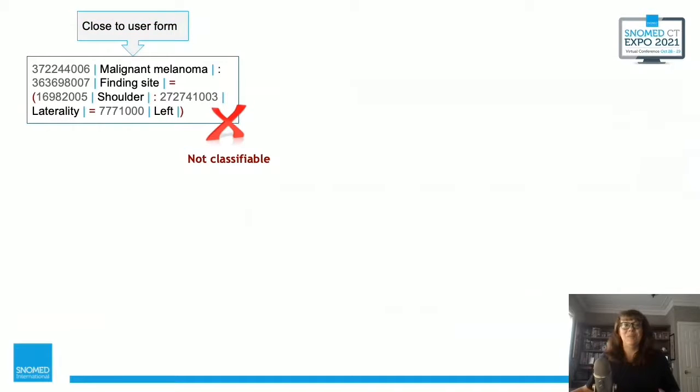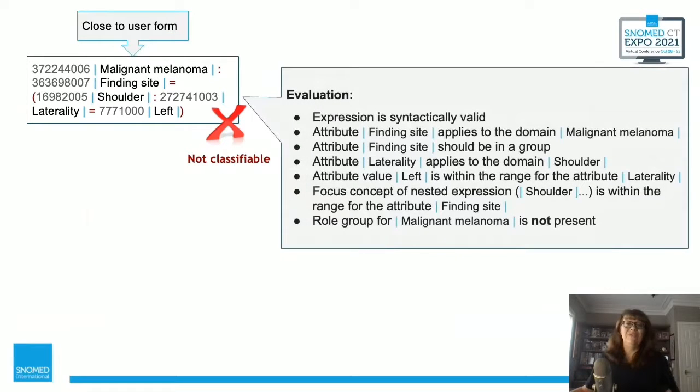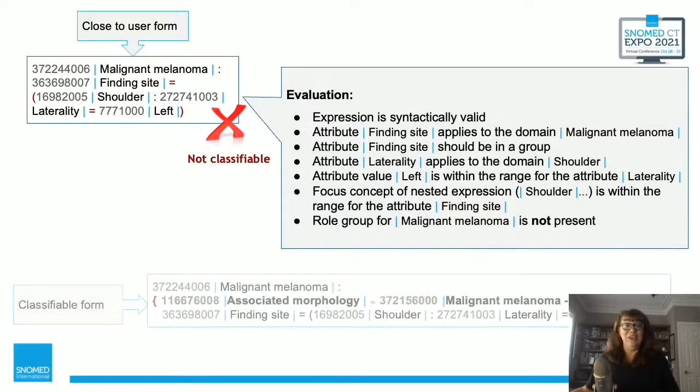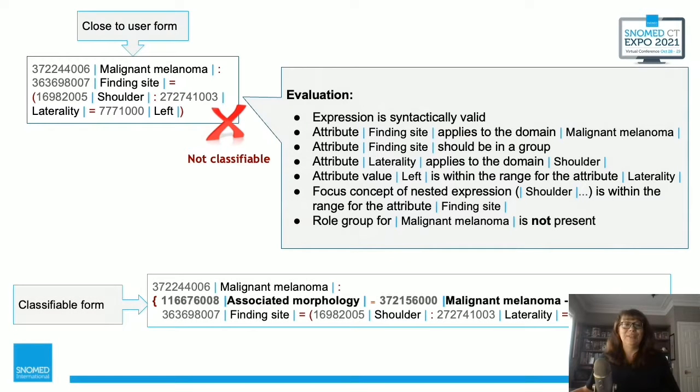The next example is fairly similar, but in this case the left shoulder is defined as shoulder with a laterality of left. Once again, this is not classifiable because the finding site is not grouped into a role group. So once again, we look at the definition of the focus concept and apply the finding site with its value to the role group within the definition of malignant melanoma.